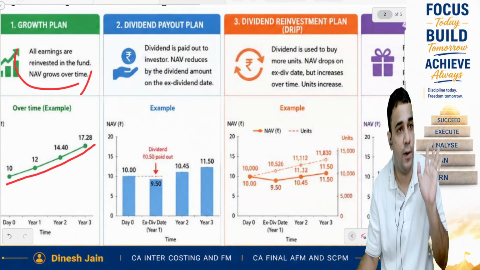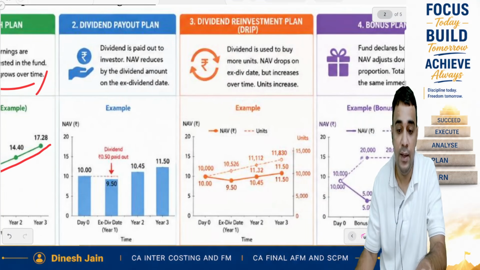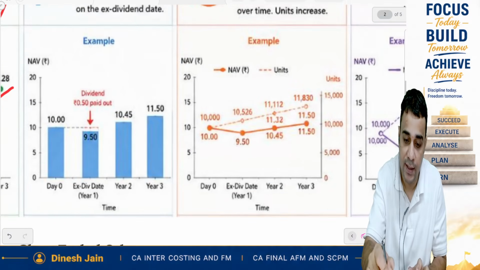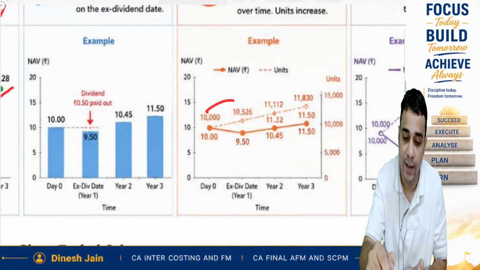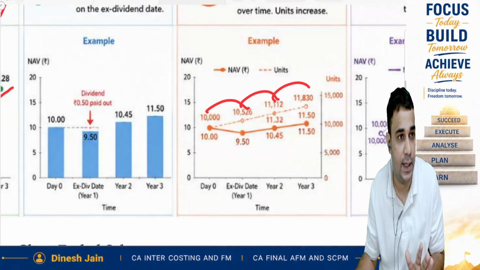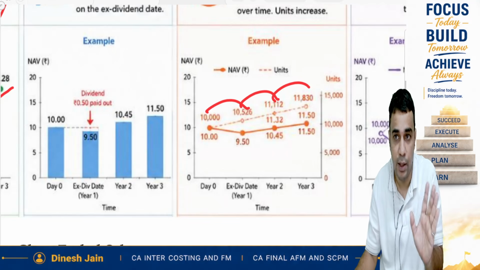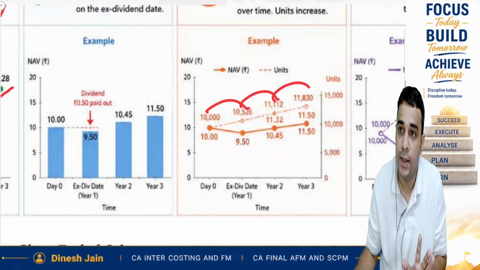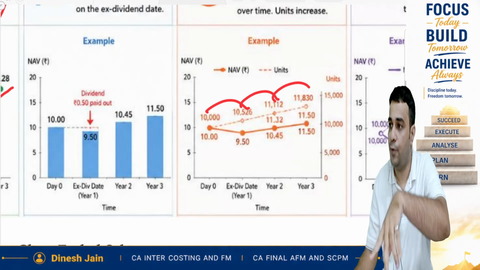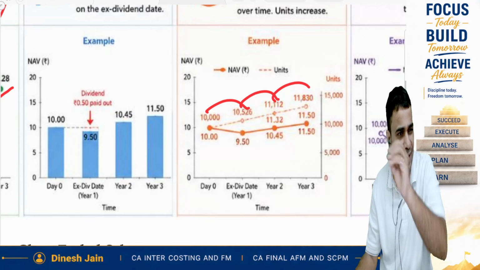Dividend payout, you are aware what happens: I give you the dividend. In the dividend reinvestment plan, units will keep changing. 10,000 suddenly became 10,526, 11,000, 11,830. NAV may go up, may go down, NAV is a different story, but units will keep changing. We did a problem, 300 became 350. Another dividend, 350 will become 400, 400 will become 500, 500 will become 600, then 800, 900.